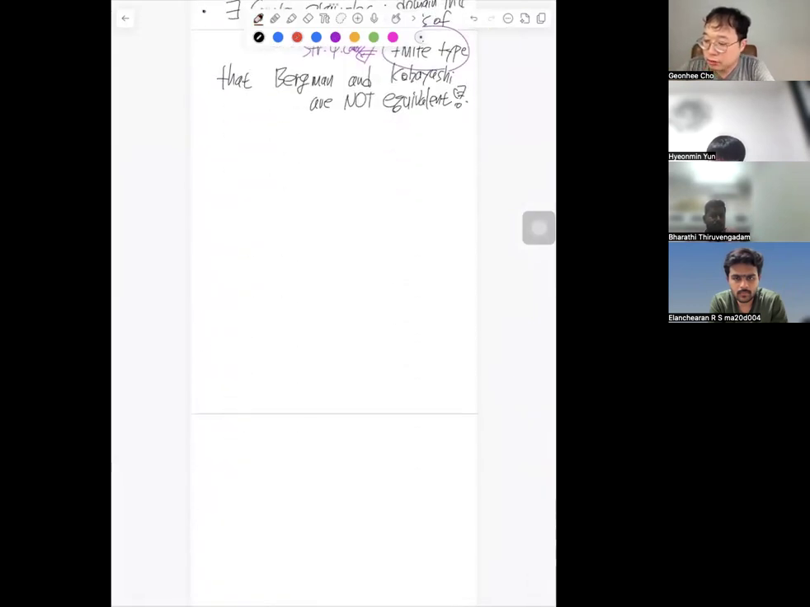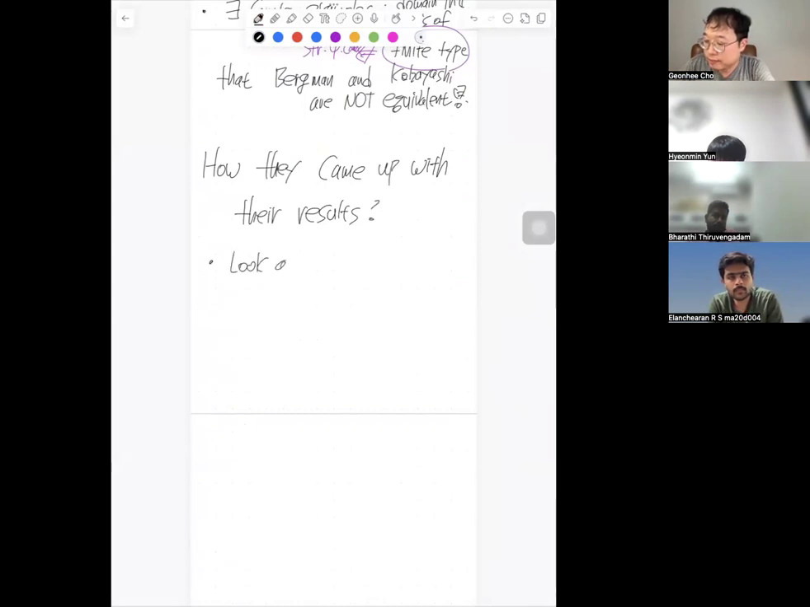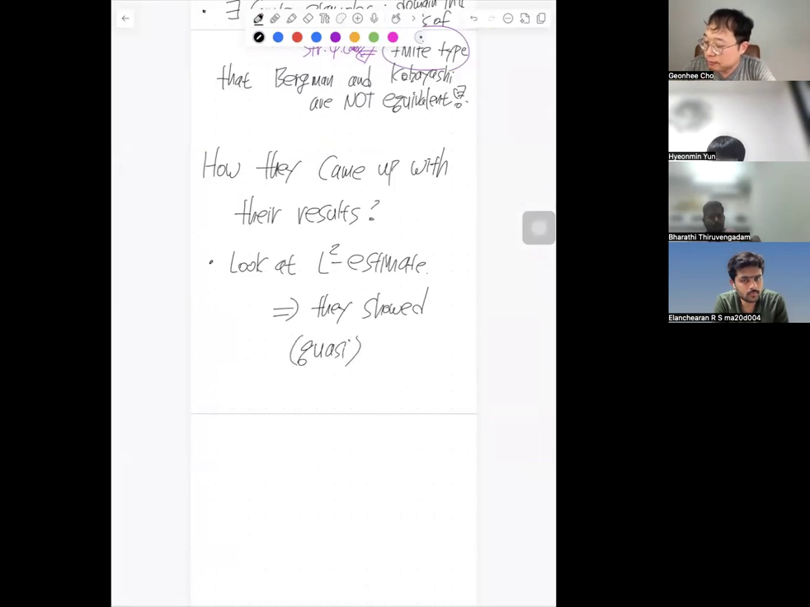So how they came up with their results. They just look at the Hörmander L2 estimate first, because they knew they can at least compare with the zero curvature case. Then they show quasi-bounded geometry, whatever the definition is. So why did they want to show this?